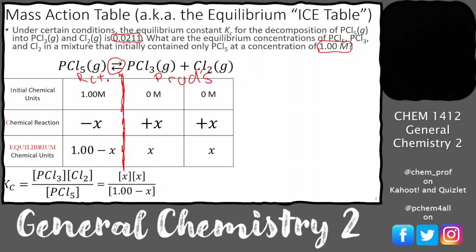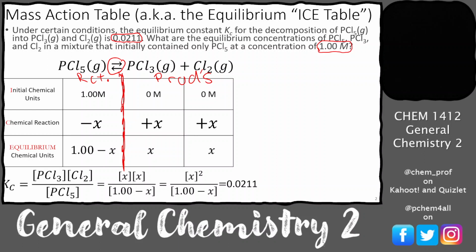Okay. We can simplify that, make it x squared on top. And we know from the problem that this is equal to 0.0211. So we have an equation now, one equation, one unknown. The only problem is it's not in an easily solvable form. And so we want to go ahead and multiply both sides by that 1 minus x.